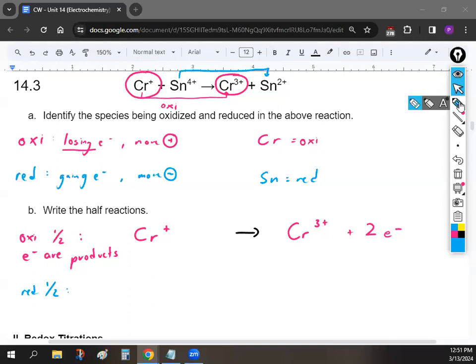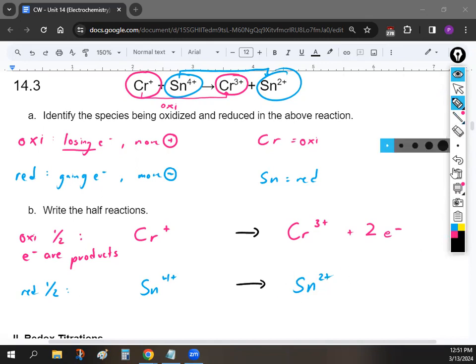So on the reactant side, we have Sn4+. So we're going to write Sn4+. And on the product side, we have Sn2+. So if you take a look at it, what's happening here is tin is becoming less positive. That means tin is basically fusing or reacting with 2 electrons, and that's how it becomes Sn2+.